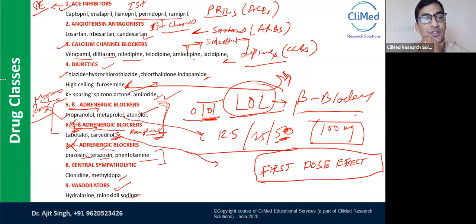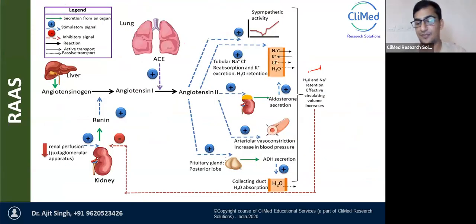So first dose effect is when we give the drug, we should always start with the lowest dose. Always start with the lowest or mid-lowest dose, whatever the normal dose is. Whatever the blood pressure is, we should not start with a high dose. Otherwise, the patient can go into hypotension.